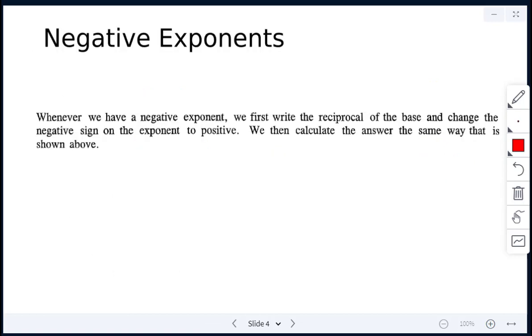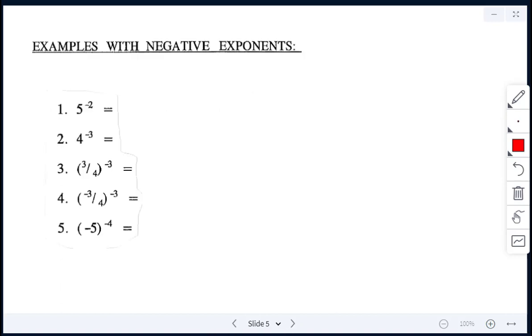Okay, so next we are looking at negative exponents. So whenever we have a negative exponent, we are going to take the reciprocal of the base. And then once we take the reciprocal of the base, we can change the negative exponent to a positive exponent. And once we're back to a positive exponent, then we're going to work with it the same way that we've been doing before. Okay, so let's take a look here at these examples.